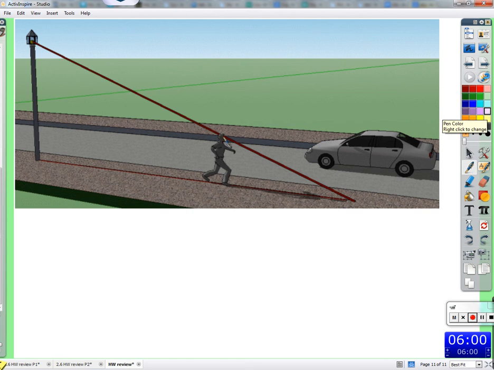Let's make things easy. Let's say he's 6 feet tall. Make these numbers nice and easy to work with. Let's say this light pole is 15 feet. Okay, let's do some math. Let's say that you know that your shadow is 12 feet long.